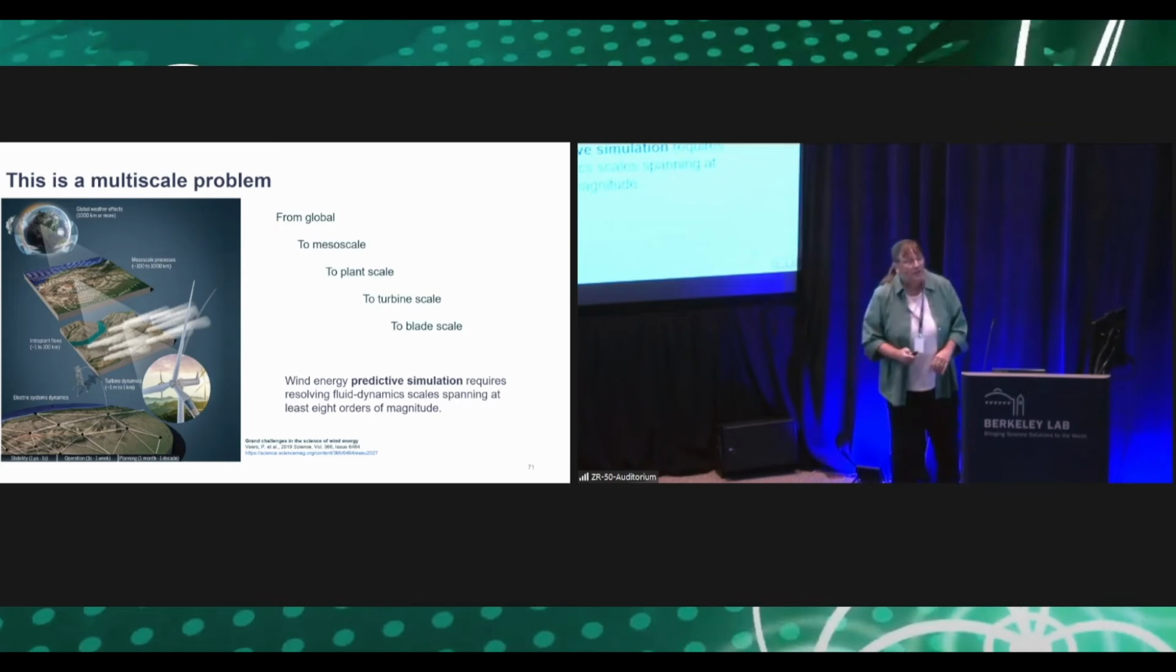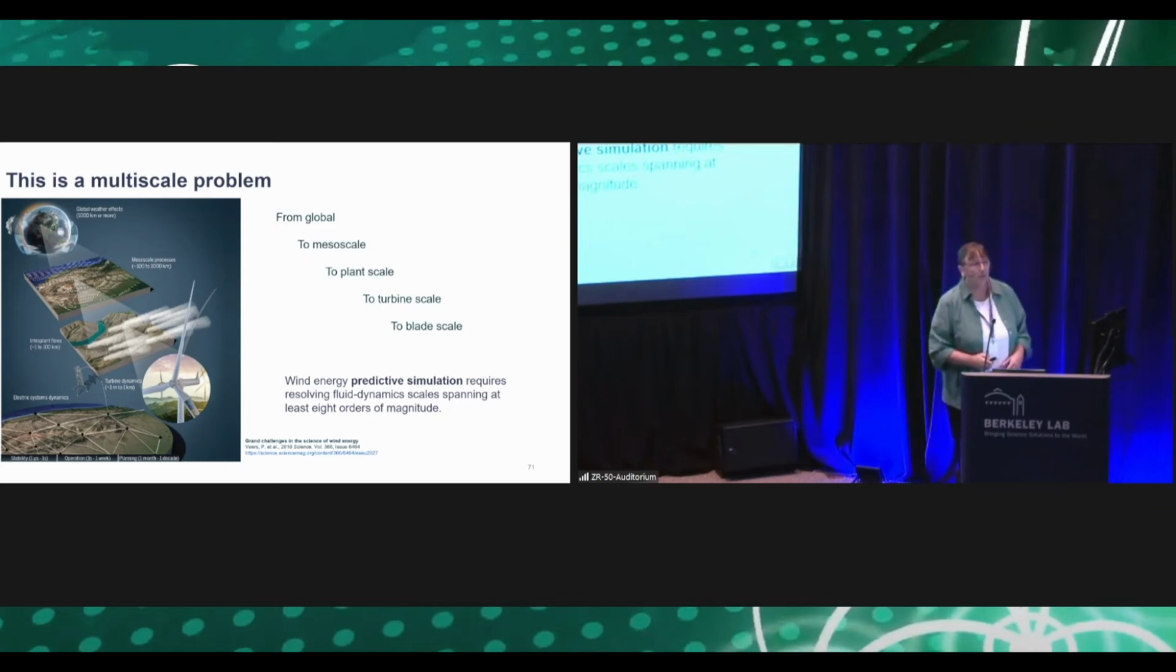Okay, so this is what we call a multi-scale problem. We throw around the words multi-physics, multi-scale, multi-rate, but it really is a multi-scale problem. Here I'm going to focus on the length scales. You can see the global scale, which is where these weather patterns are formed. In the work I do, we're not resolving the global patterns, but if you think about the definition of the problem, we go from global to mesoscale, like the continental US, for example, to individual plant scale, to turbine scale, to blade scale.